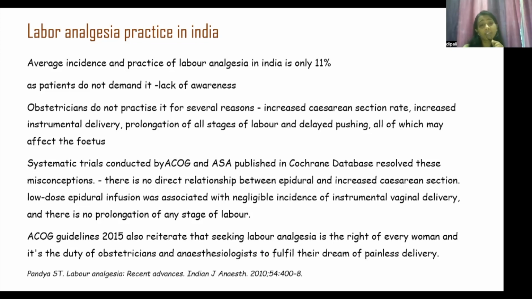Various trials conducted by ACOG and ASA, and published in the Cochrane database, resolve these misconceptions: there is no direct relationship between epidural and increased cesarean section. Low dose epidural infusion is associated with a negligible incidence of instrumental vaginal delivery, and there is no prolongation of any stage of labor. The ACOG guideline of 2015 reiterates that seeking labor analgesia is the right of every woman, and it's the duty of obstetricians and anesthetists to fulfill their dream of painless delivery.